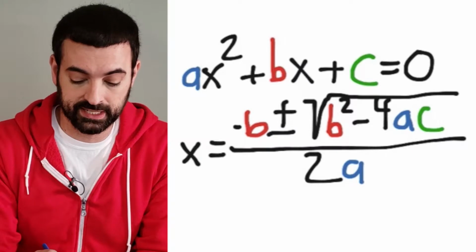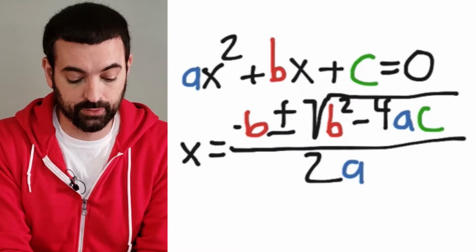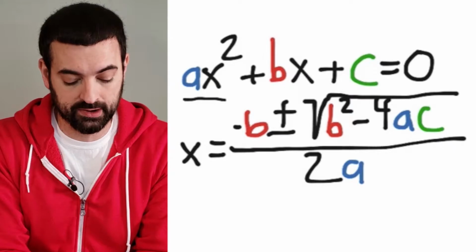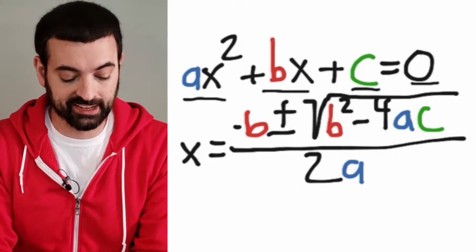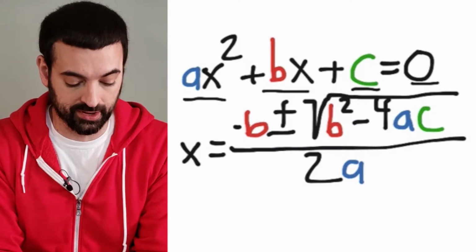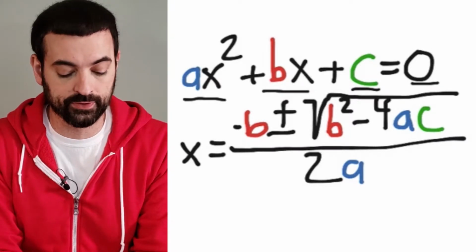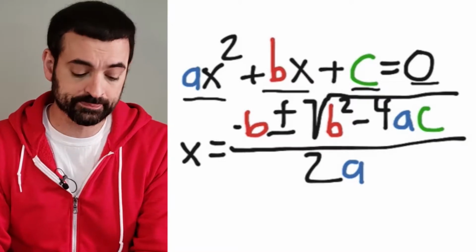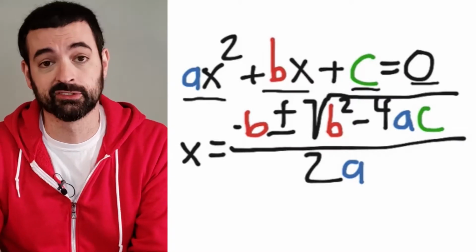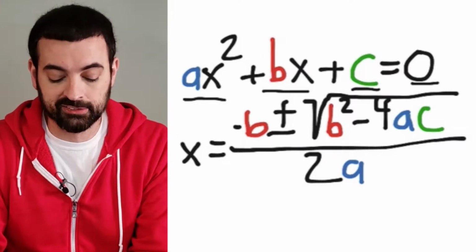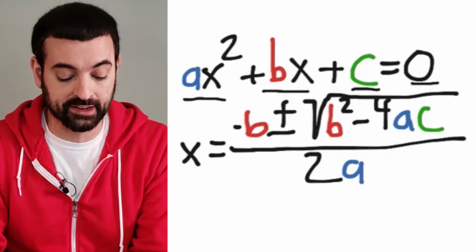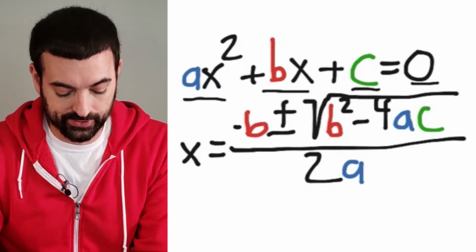Let's start by just examining what the quadratic formula is and what it means. If you are dealing with a polynomial, it will be in the form ax squared plus bx plus c equals 0. In this case, a is the coefficient of x squared, b is the coefficient of x, c is the constant. And the quadratic formula helps you solve for x, and it is negative b plus or minus the square root of b squared minus 4ac all over 2a.